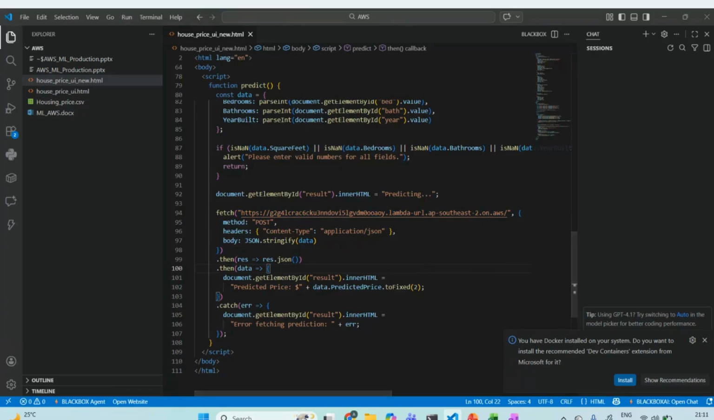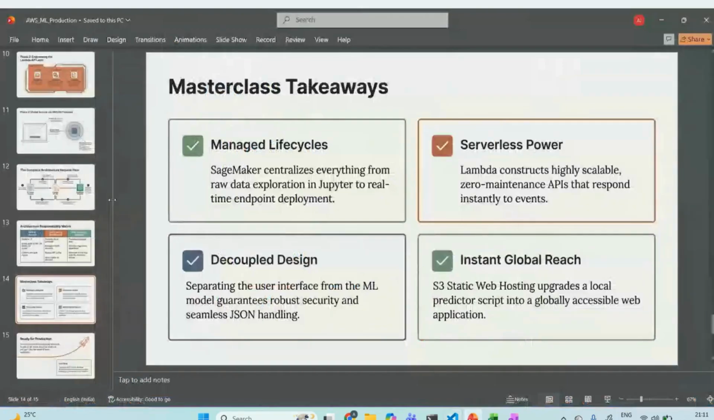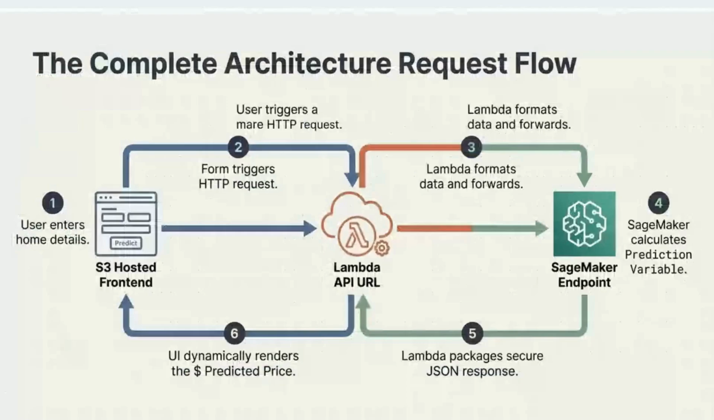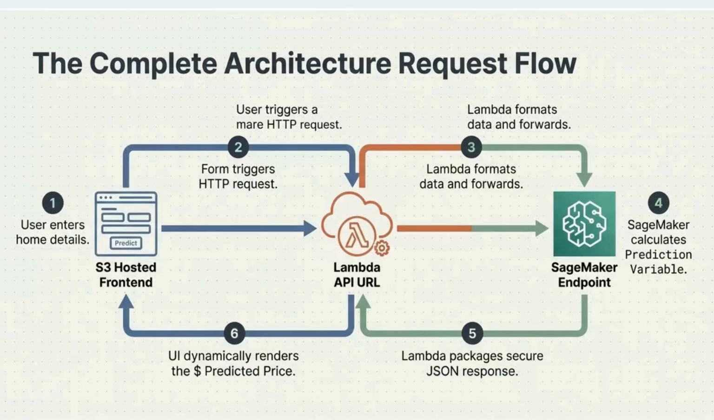Now I'll come back to the PPT. Right now you'll be able to understand the entire workflow. Try to recollect this PPT. The user enters the home details on the UI created by the UI developer, right? Just like in the incognito window, I was entering the number of bedrooms, bathrooms, and square feet. When I clicked on the predict button, internally the request was going to the Lambda API URL, so that was hitting the endpoint because my model is deployed on the endpoint only.